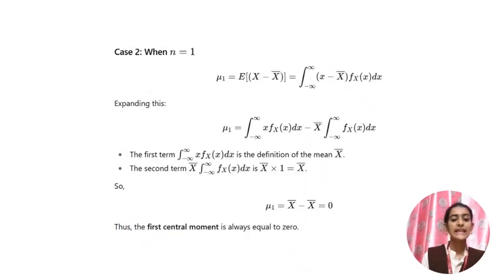Case 2. When n equal to 1. Mu_1 equal to E of x minus x bar equal to integral from minus infinity to infinity x minus x bar f_X of x dx. Expanding this, mu_1 equal to integral from minus infinity to infinity x f_X of x dx minus x bar integral from minus infinity to infinity f_X of x dx. The first term is the definition of the mean x bar. The second term, x bar integral of f_X of x dx, is x bar into 1 equal to x bar. So mu_1 equal to x bar minus x bar equal to 0. Thus, the first central moment is always equal to 0.